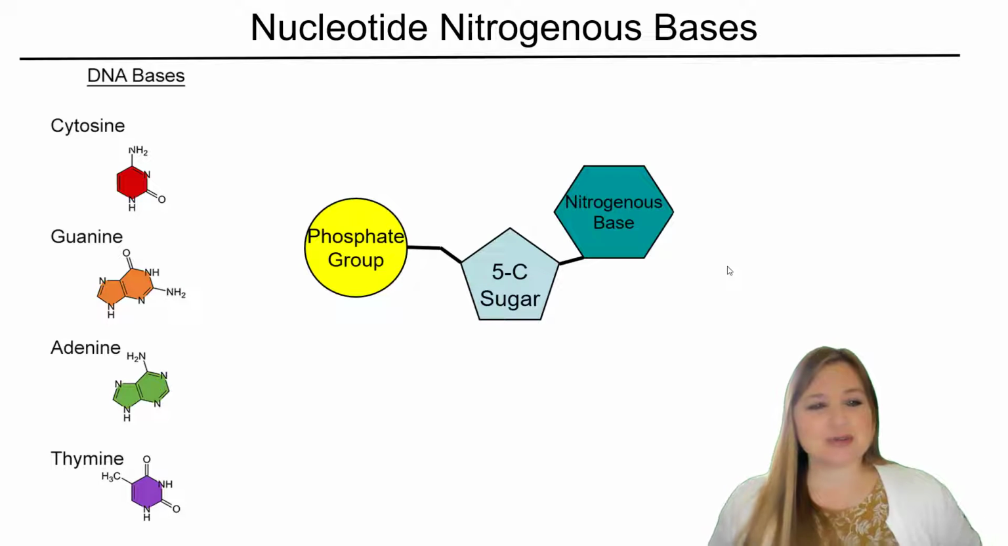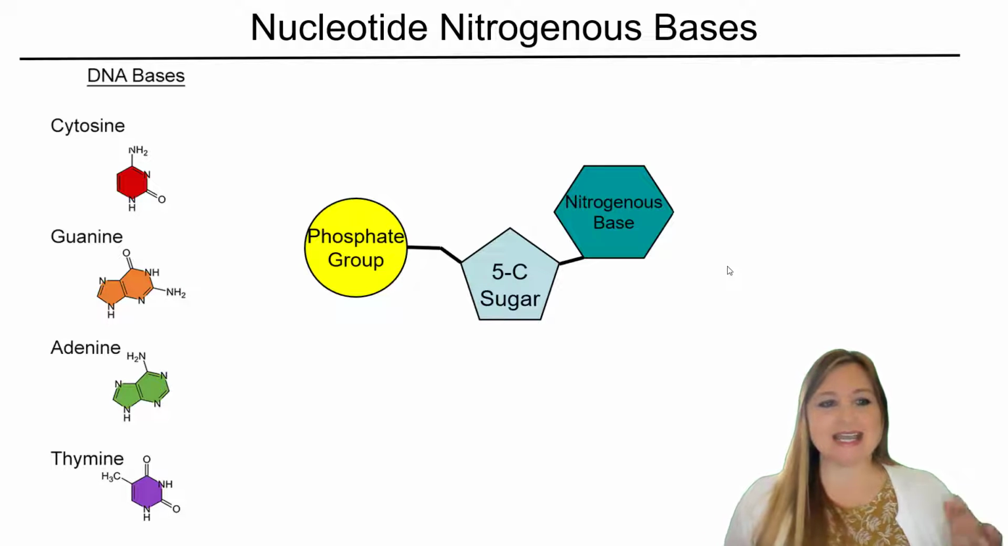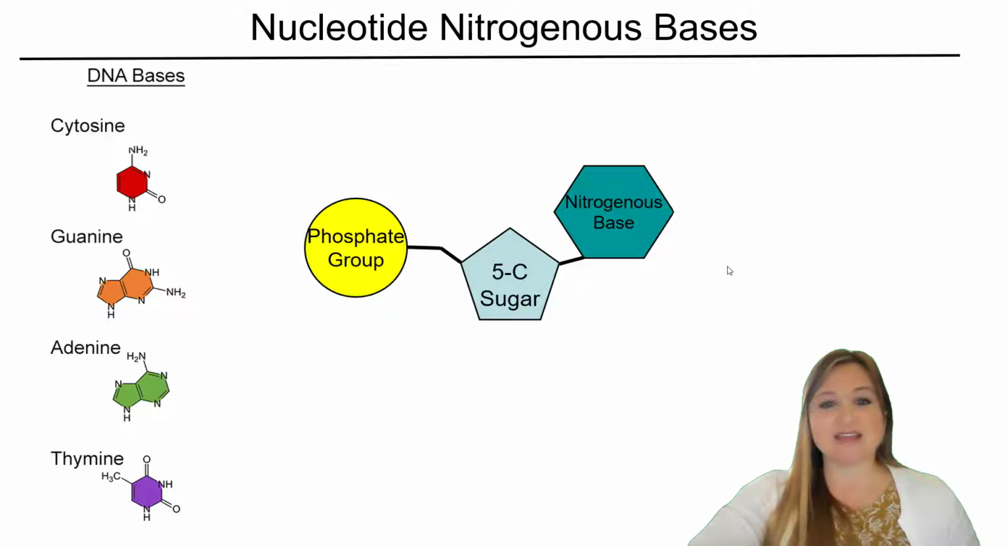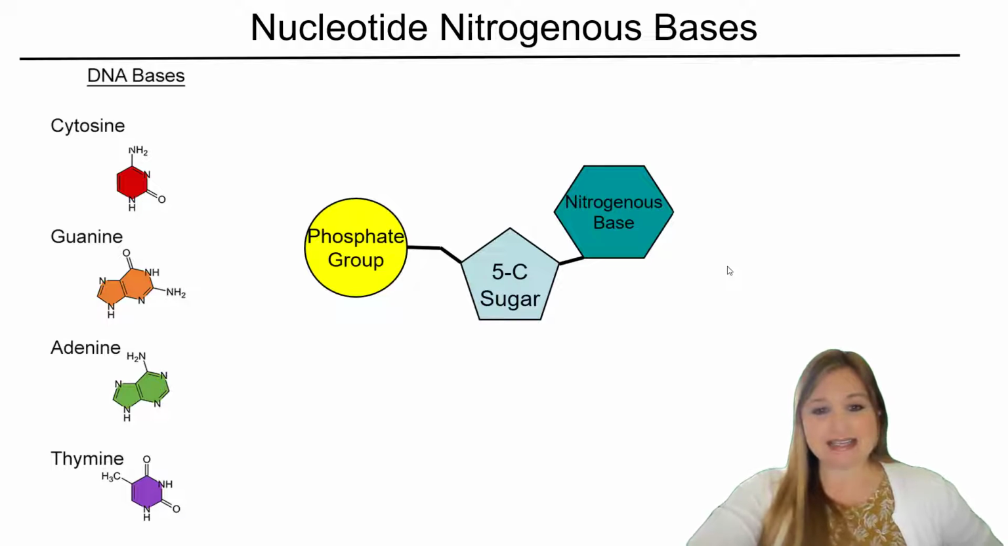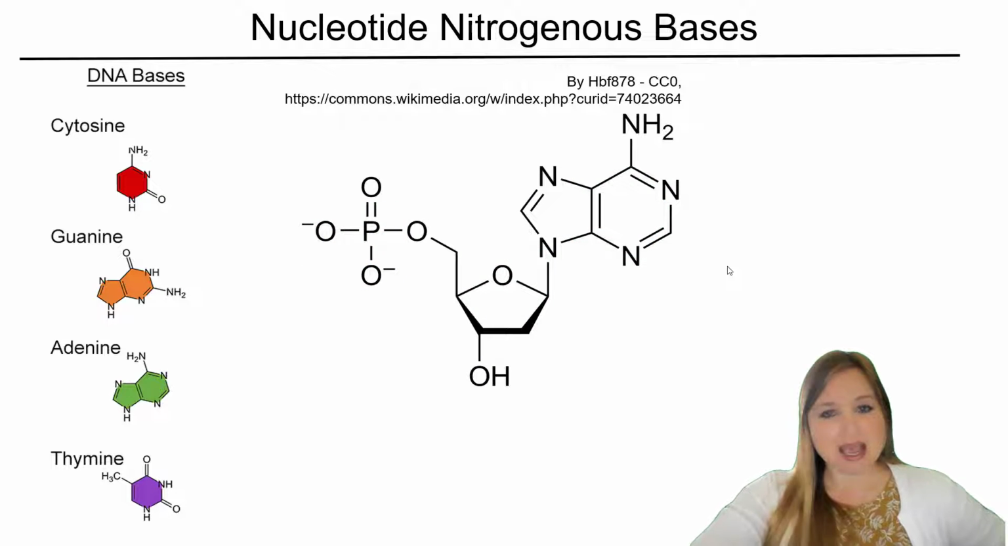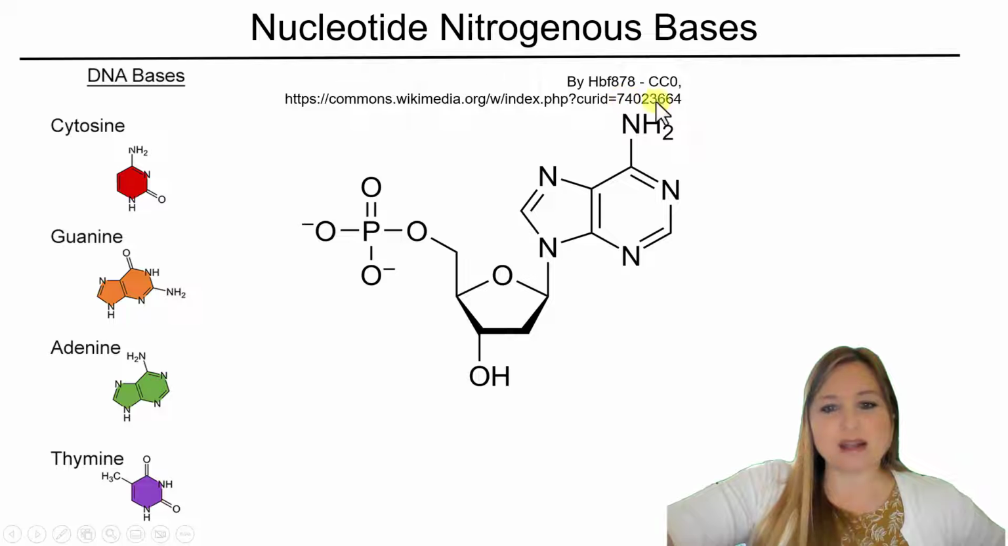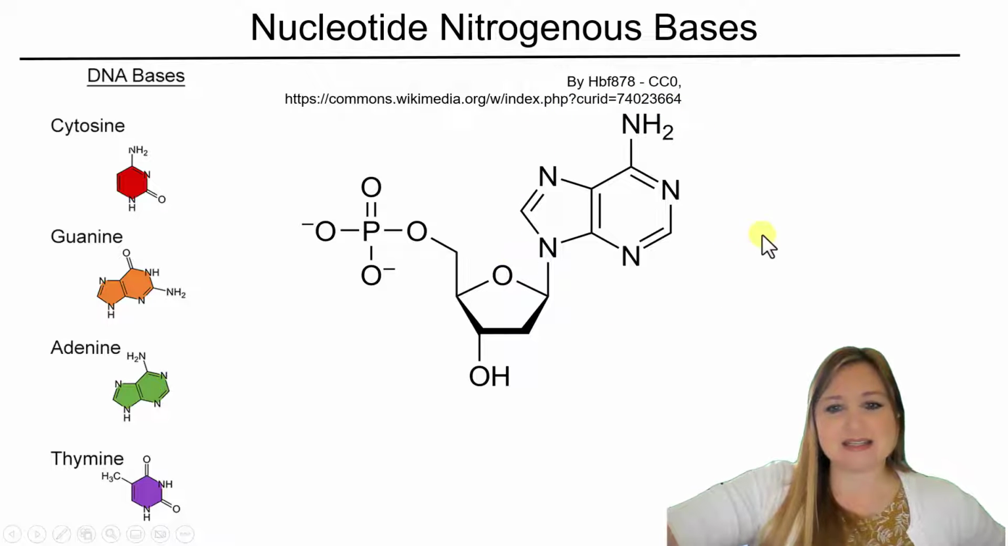So these are the four different bases that are found in DNA: cytosine, guanine, adenine, and thymine. Now remember, here is our cartoon of a nucleotide. And if we switch that out with the structural drawing of that nucleotide, we see that there is one of those bases in this particular structural drawing.